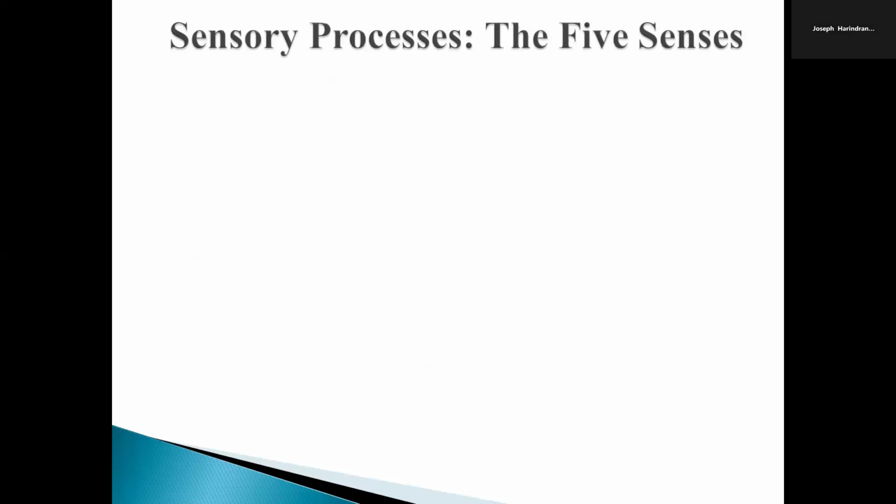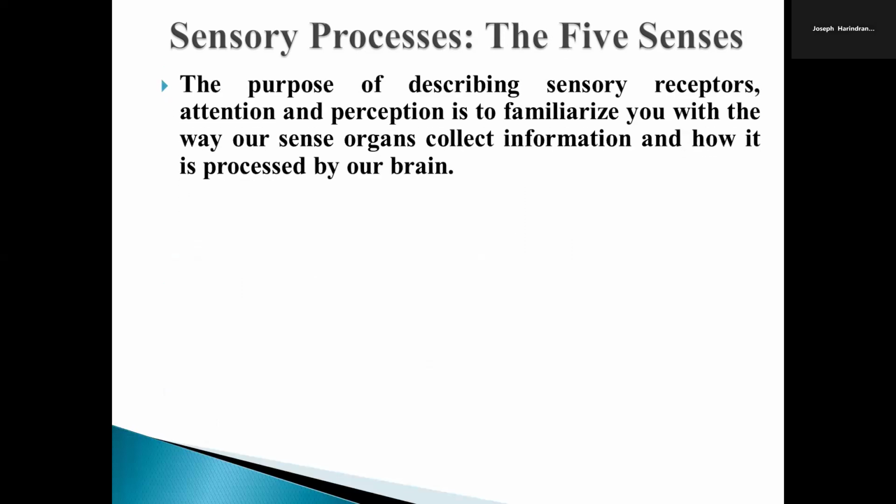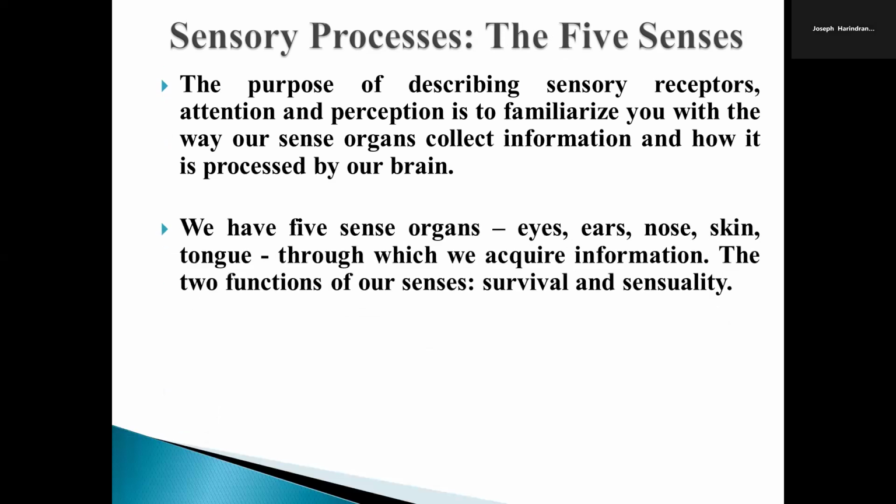First of all, we'll see sensory processes, the 5 senses. The purpose of describing sensory receptors, attention and perception is to familiarize you with the way our sense organs collect information and how it is processed by our brain. We have 5 sense organs: eyes, ears, nose, skin, tongue, through which we acquire information. The 2 functions of our senses are survival and sensuality.